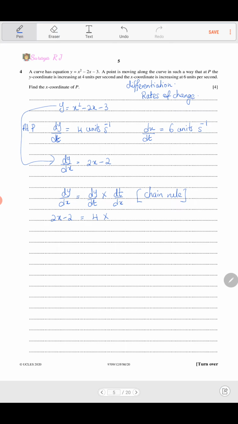dt by dx can be obtained from dx by dt. So if dx by dt is 6 units per second, dt by dx, we take the reciprocal, which is 1 over 6. So 2x minus 2 is equal to 4 over 6, which is 2/3. And then we solve for x. We obtain 2x is 8 over 3, and x is 4 over 3. So this is the x-coordinate of P.